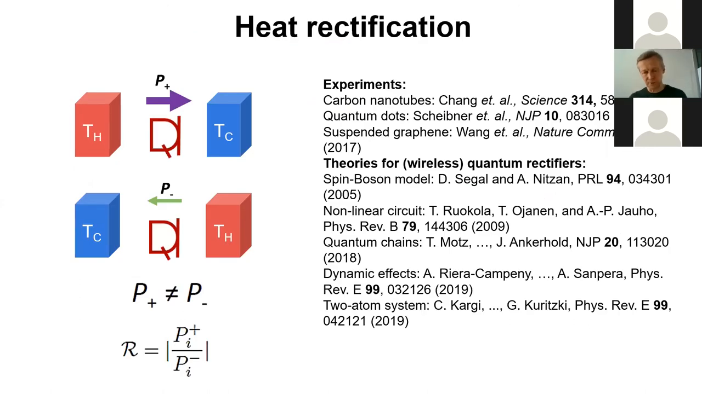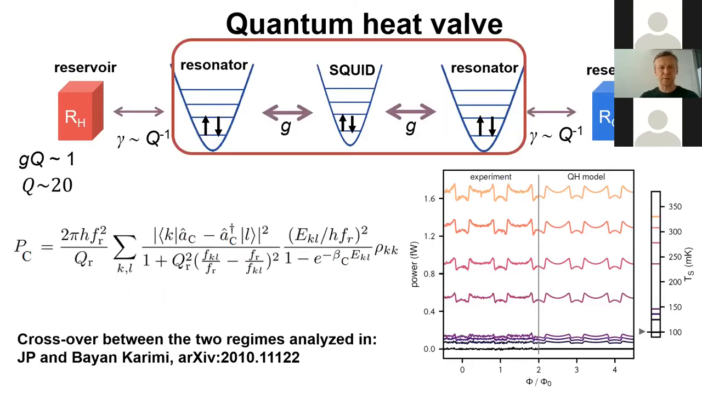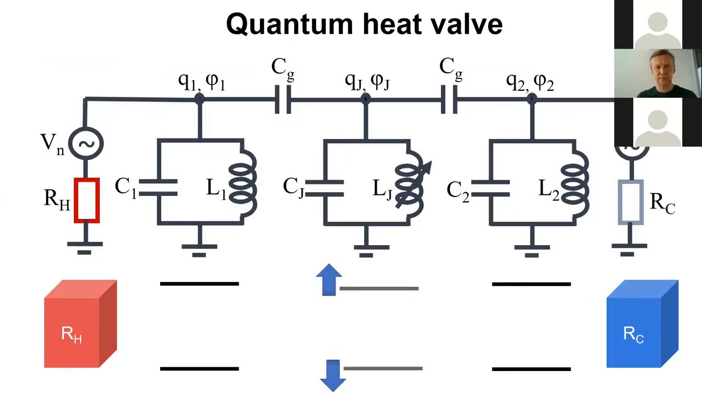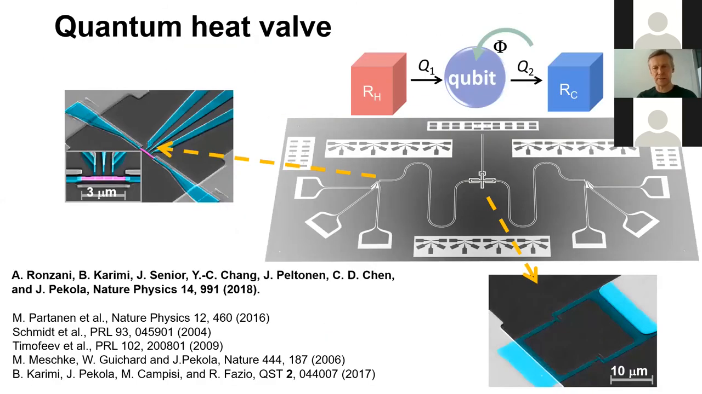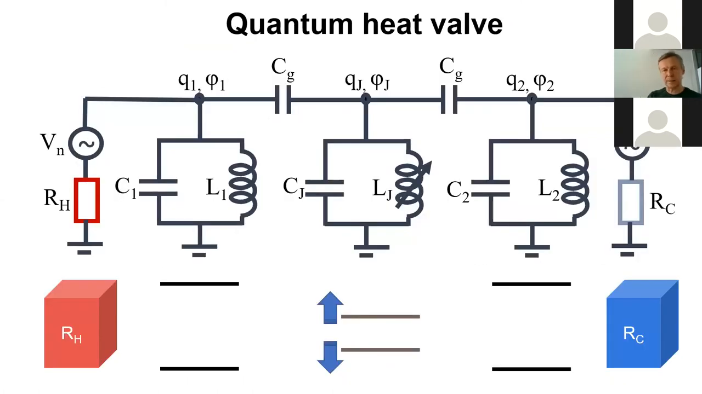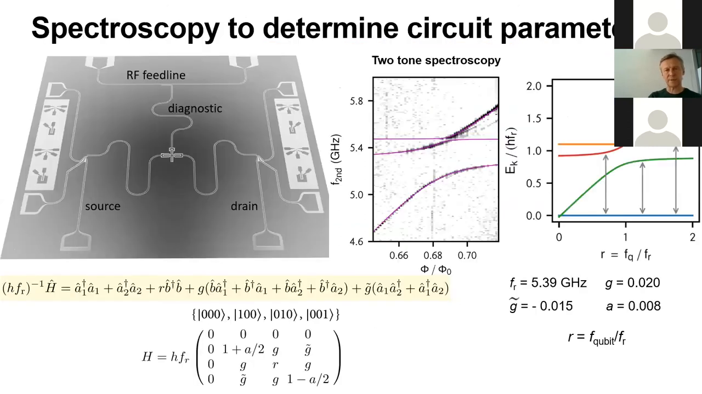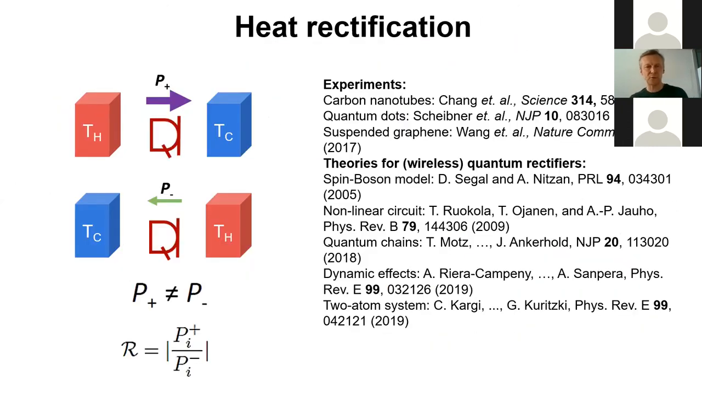Another important feature in this system is rectification. So in this first experiment which we had, these oscillators were identical. These two here had the same size, and in this case it is impossible to have heat rectification. But when you make the two resonators unequal, then heat rectification becomes possible.